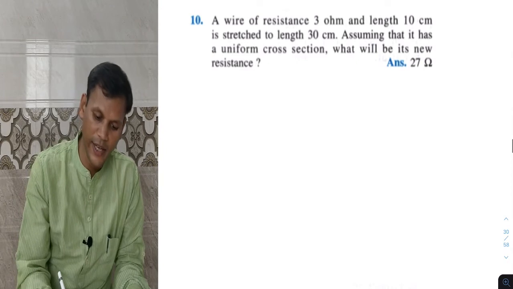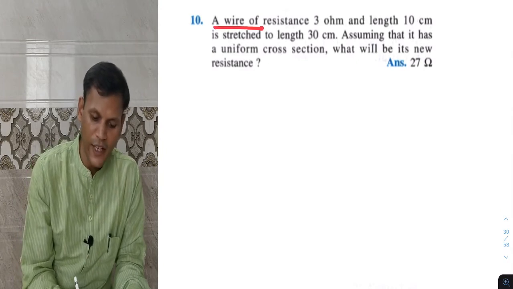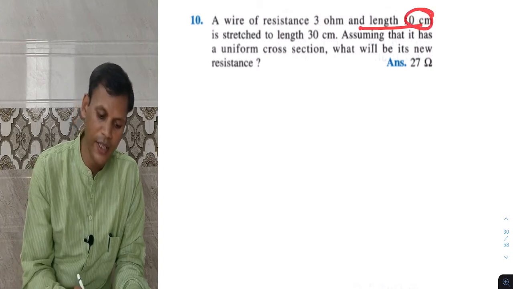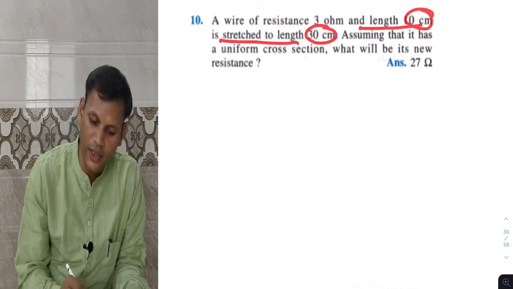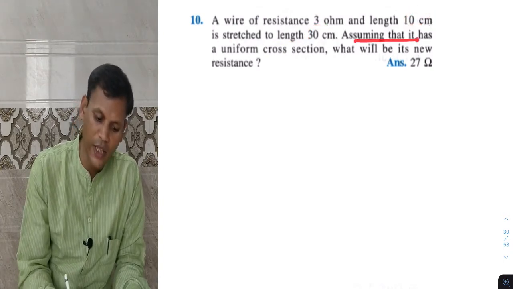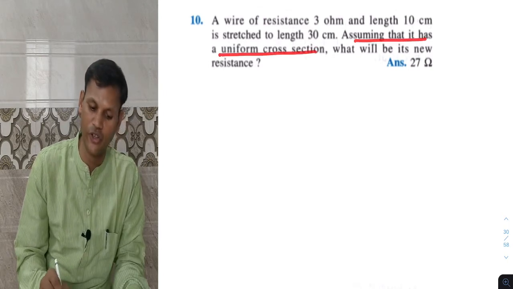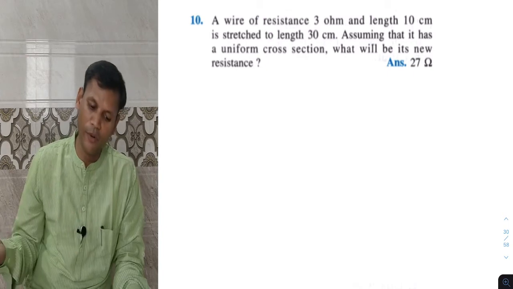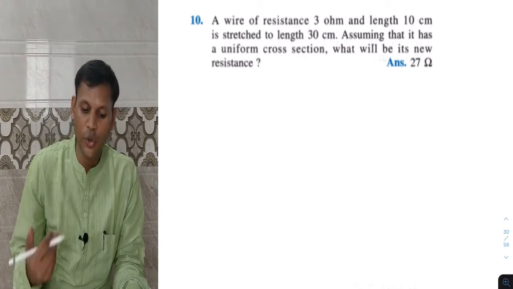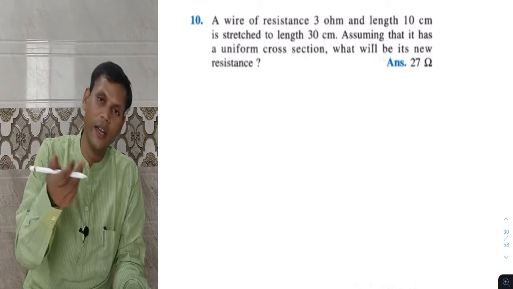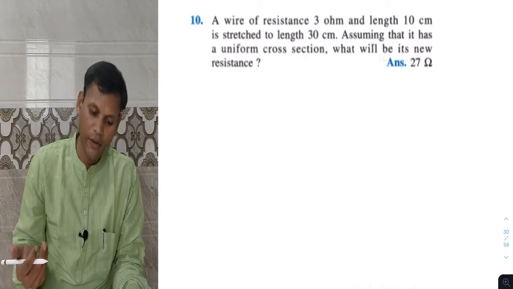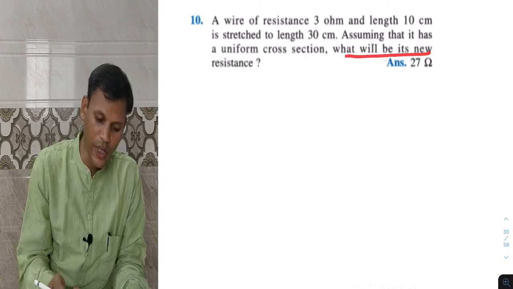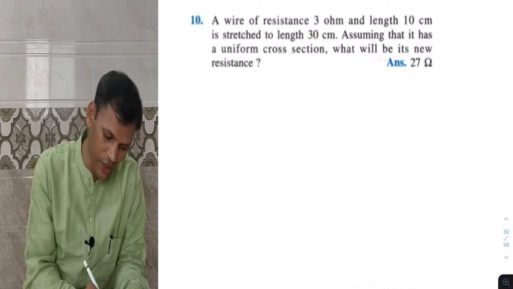Now question number 10: a wire of resistance 3 ohm and length 10 centimeter is stretched to length 30 centimeter, assuming that it has a uniform cross section. Now it is mentioning cross section, okay, uniform cross section. If it has uniform cross section, then area will be 1/3. What will be the new resistance? Same as the previous question.